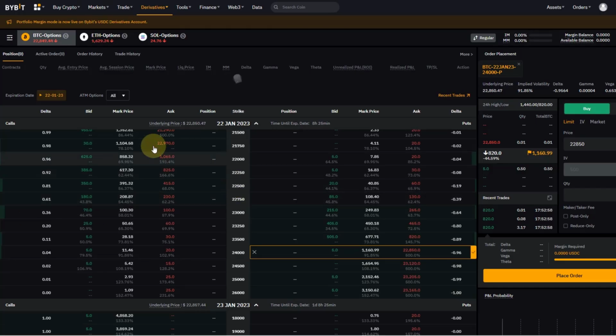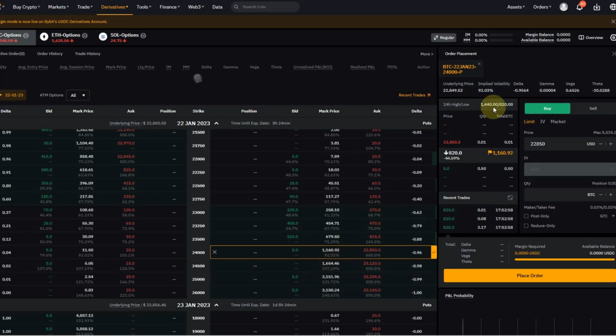Before I forget, you can also go short. You can go short a call option and you can go short a put option. That is then the other way around. If you go short call, you're speculating for Bitcoin's price to go down, and if you go short put, you expect the price of Bitcoin to go up.